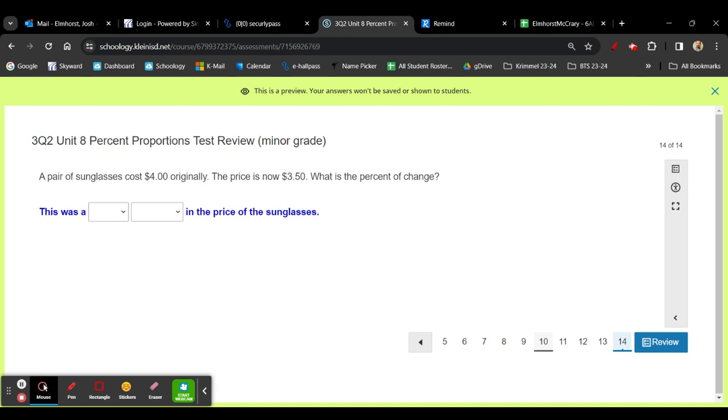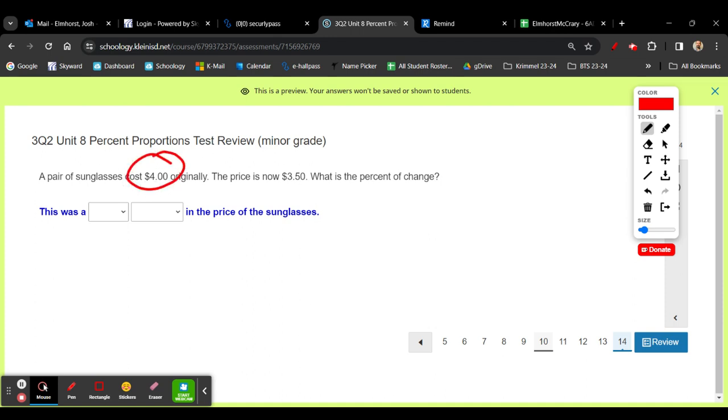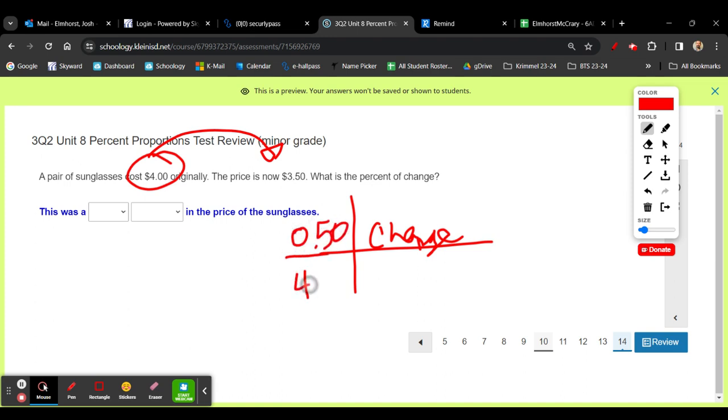And last one is change over the original. Did the pair of sunglasses go up or down? Okay, how much did it go down by? 50 cents. The original was $4. And the question is, what is the percent decrease?